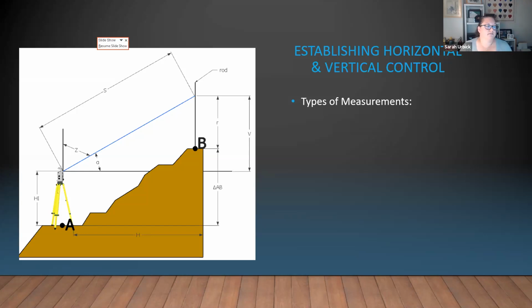In surveying, there are basically 5 types of measurements that we look for.